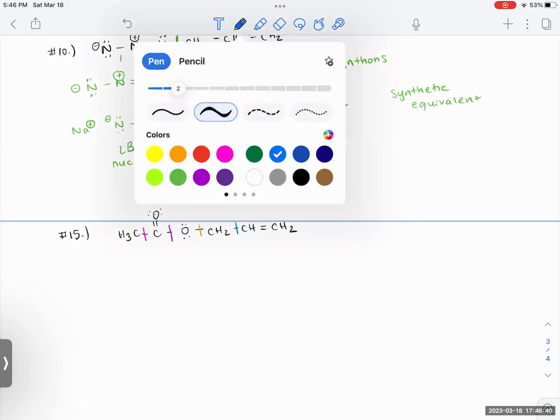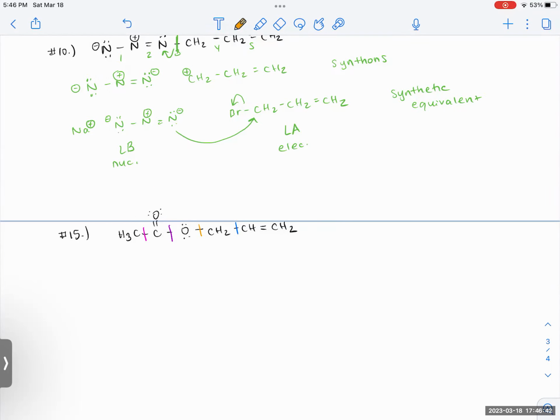So we're going to go with this one. So if we cut here, the electrons are going to move on to that oxygen. It is going to look like this.